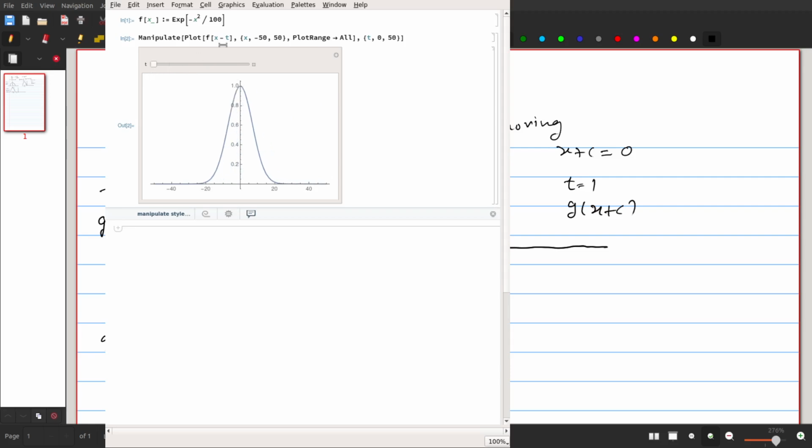We have taken the velocity c equal to 1. So we have to increase t to its full value 50 for this graph to shift fully to the right. If we increase the value of c, say if we take c to be 2, then this graph will shift fully to the right when t is at around 25.